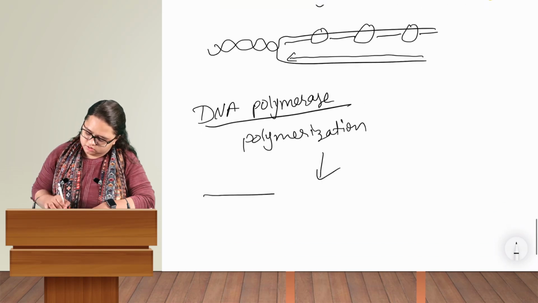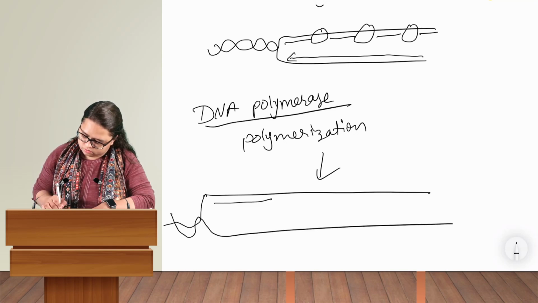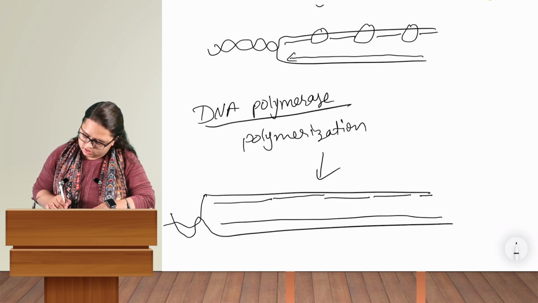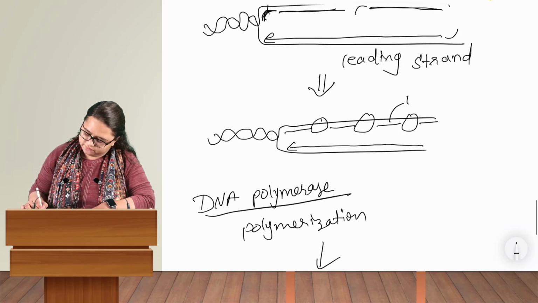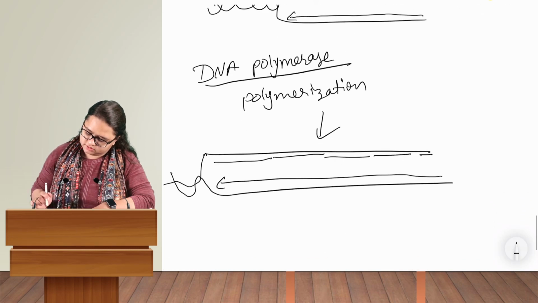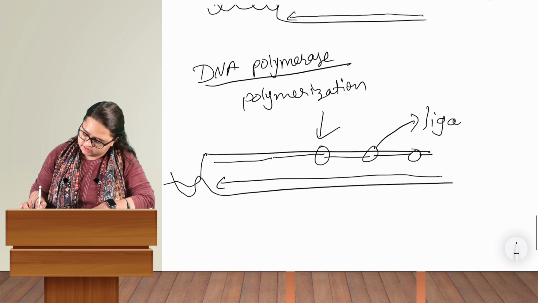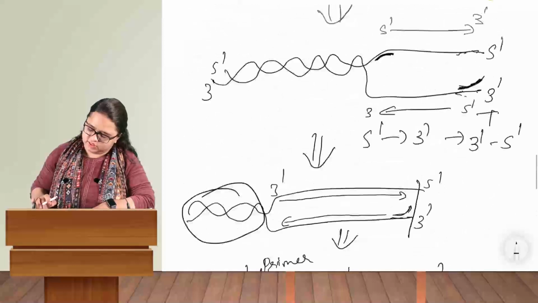And further, the ligation of these fragments. These fragments first of all are known as Okazaki fragments. What is it known as? Okazaki fragments. And these will join by the enzyme ligase. Okay. So let's revise it again from the first.